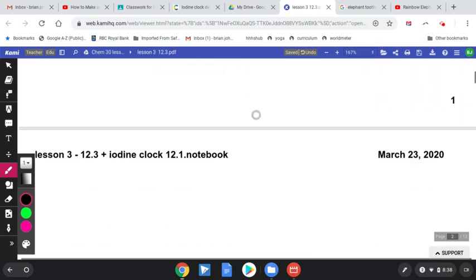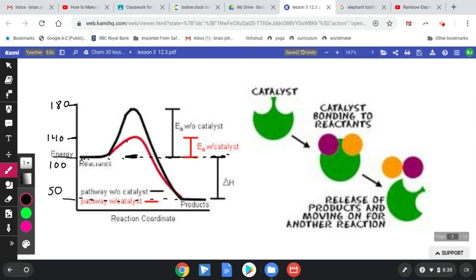I'm going to jump backwards in the lesson a little bit. And we're going to take a look at a potential energy diagram. And usually we see the energy pathway as the black line. This is what we've been talking about the first 2 days. Okay, so we've got our reactants, we've got our products, we've got our delta H, which we could calculate here. Products minus reactants. The products are at 50 kilojoules. And the reactants are at 100 kilojoules. So 50 minus 100 is negative 50.